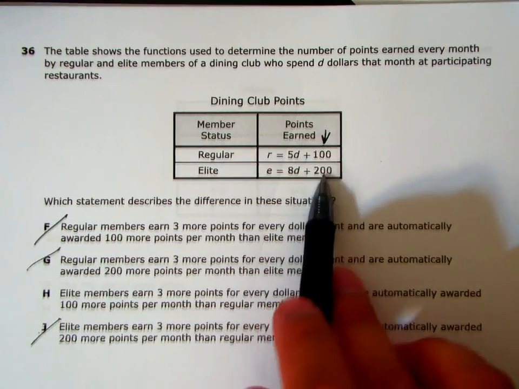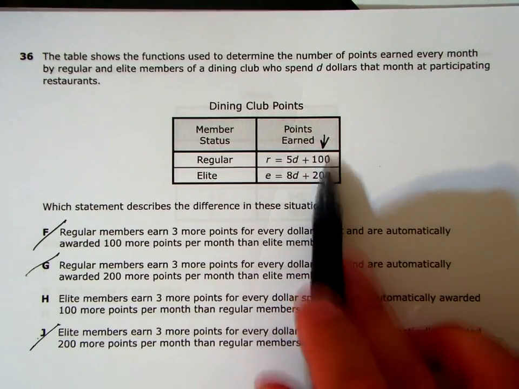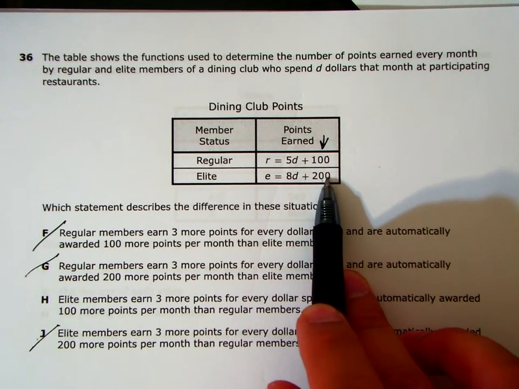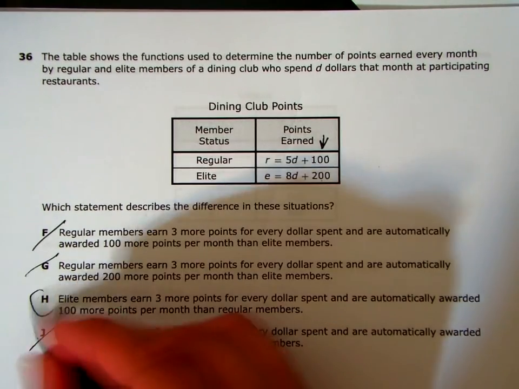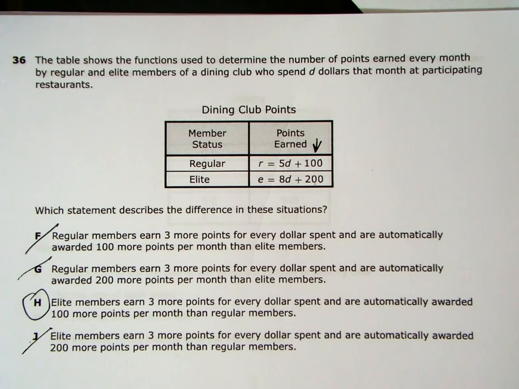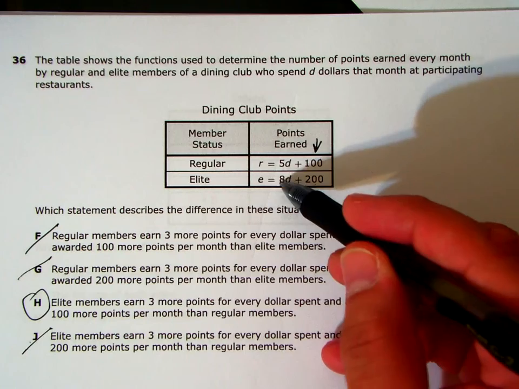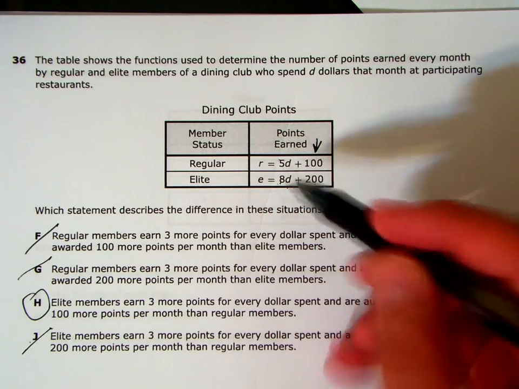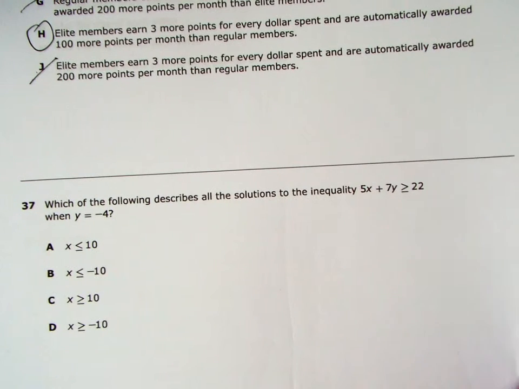Elite is 100 more than what? Regular. Because 200 is 100 more than what? 100. So it's going to be what? H. And also elite earns 3 more, right? So it's H. Now you have to read it carefully. You can figure it out.